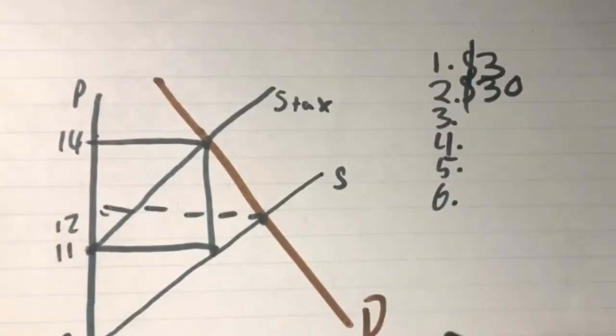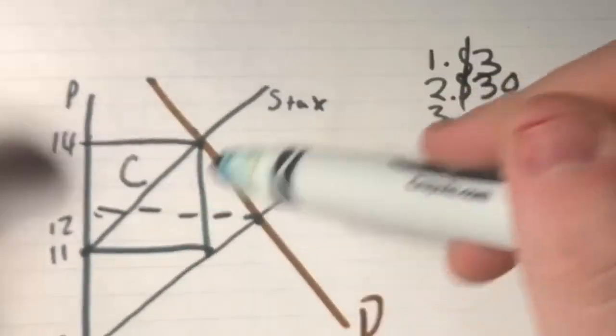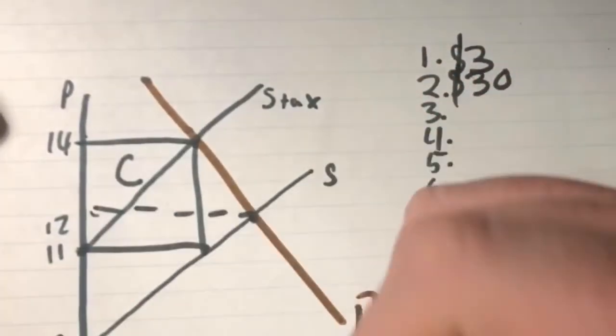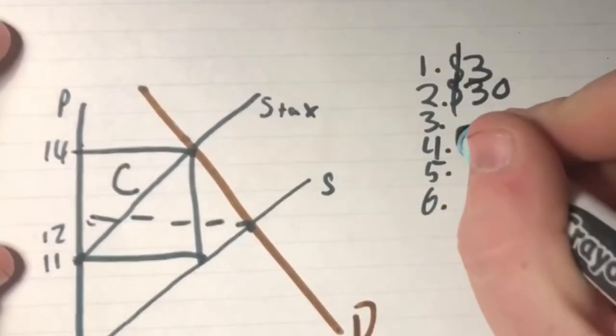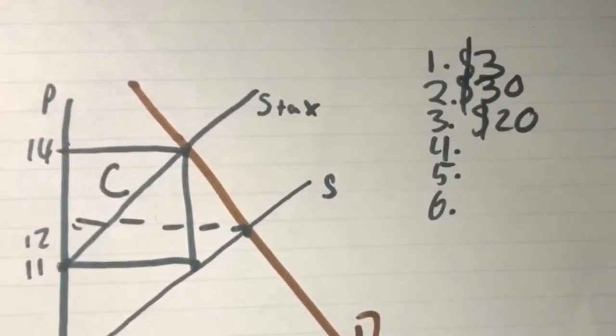Now, to find the amount paid by consumers, we look at this top part here. We can see the difference between 12 and 14 is 2, and again we have a quantity of 10, meaning that the amount of tax paid by consumers is $20.